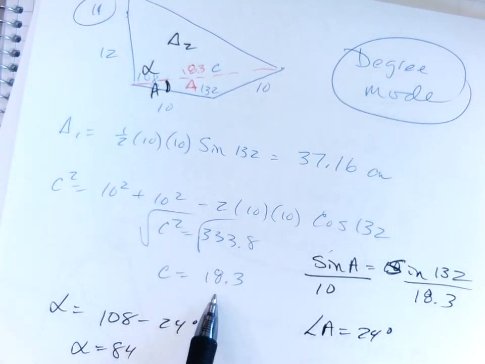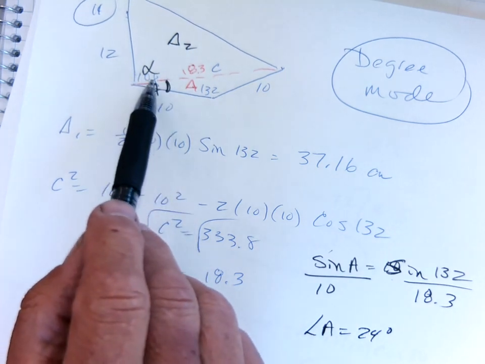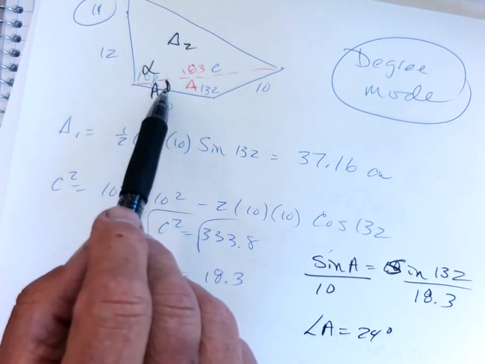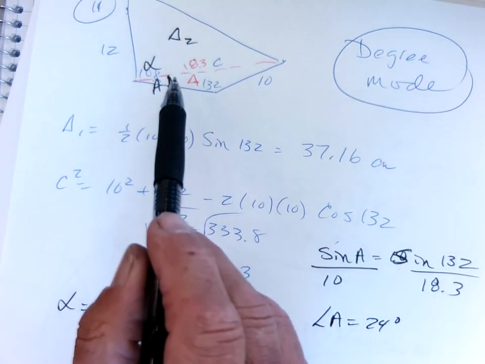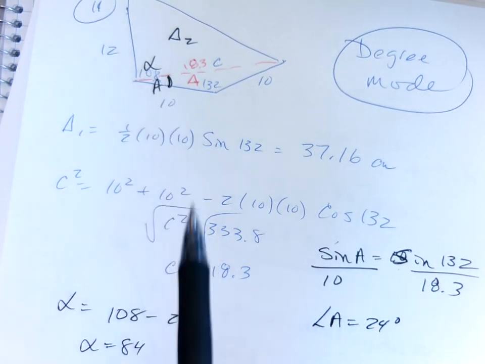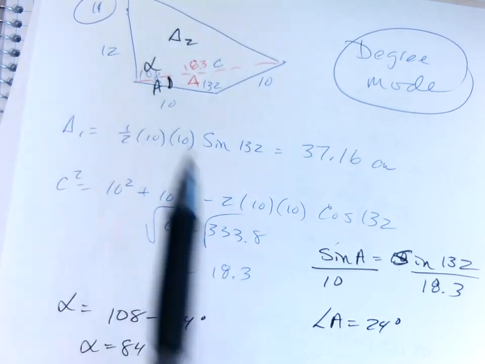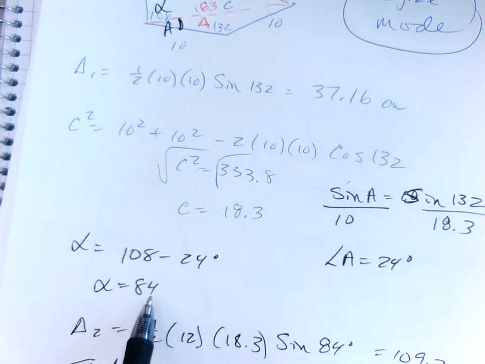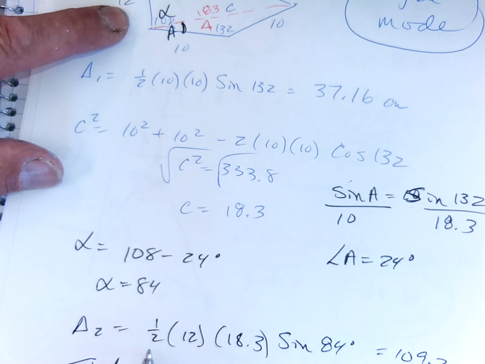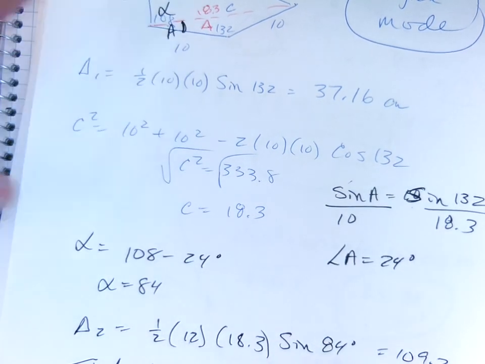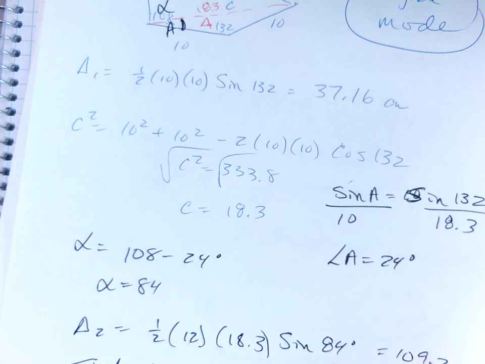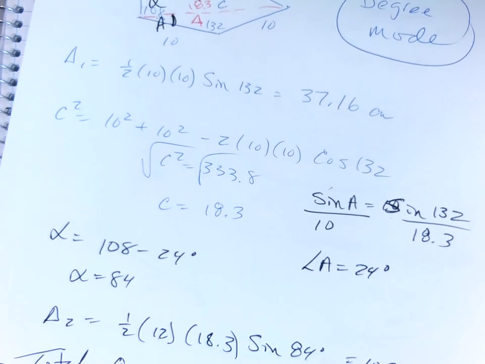I got 18.3. Then I really want this angle here, alpha, so I need to find angle A first. I found angle A by the law of sines. I got 24. So once I get 24, I subtract that from 108, and I get alpha. So I got alpha to be 84, and for triangle 2, it's 1/2 adjacent times adjacent times the sine of its angle. And I got 109.2. I added the two totals together and got it.